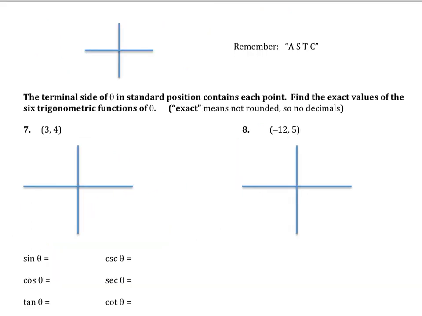Okay, remember what I just taught you. ASTC. This only applies to sine, cosine, and tangent. So in quadrant 1, all 3 of those are positive. In quadrant 2, sine is positive. In quadrant 3, tangent's positive. And in quadrant 4, cosine is positive.